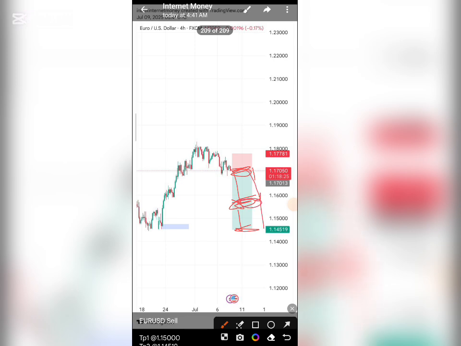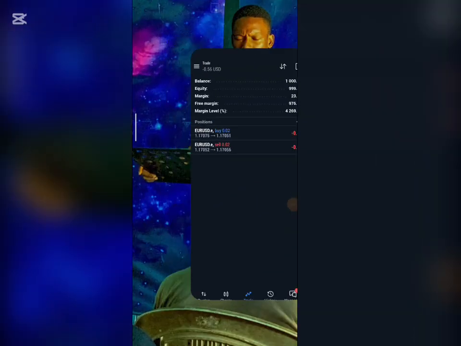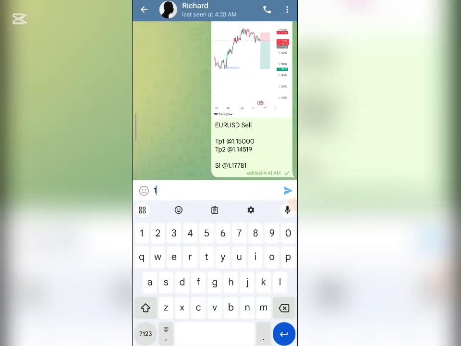Some of us would have taken our profit from here. As you can see, there is TP1. Let me show you. There is TP1, all right? The TP1 is 1.1530. All right, that's TP1.